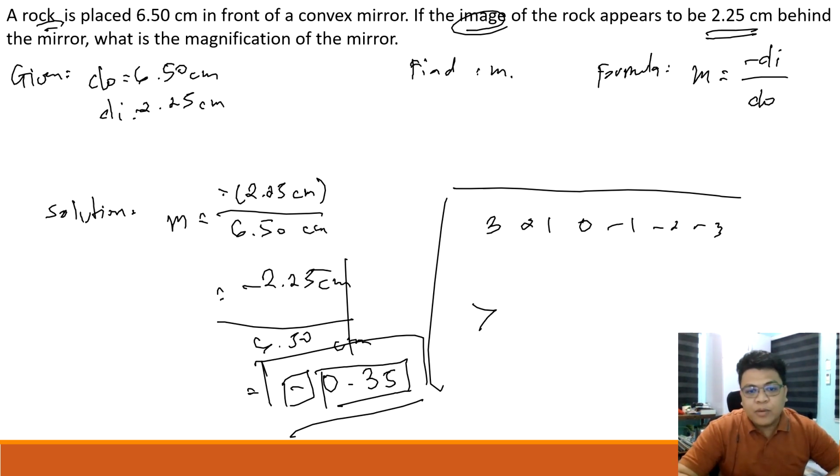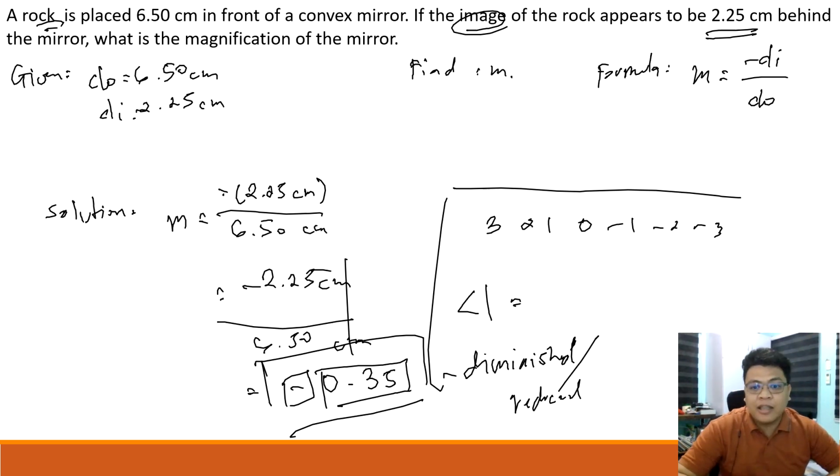So, this is less than 1. Meaning ito po ay diminished or reduced. Or lumiit po yung ating image. And let's now go to our last word problem.